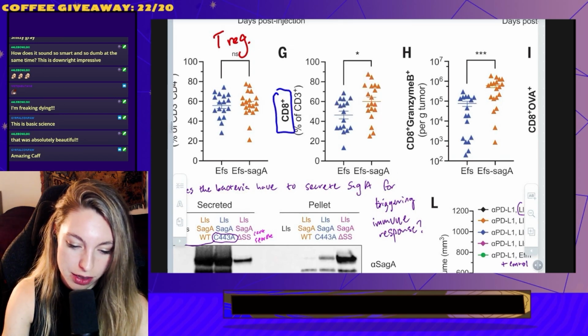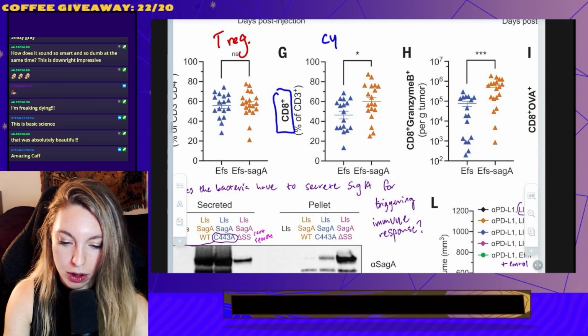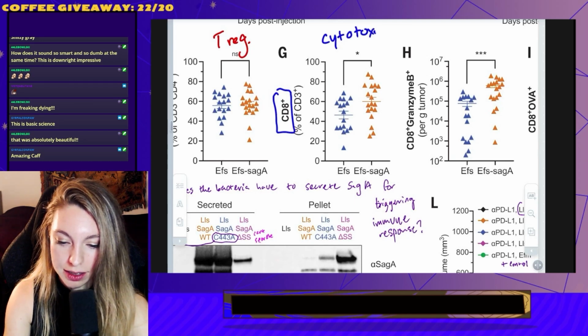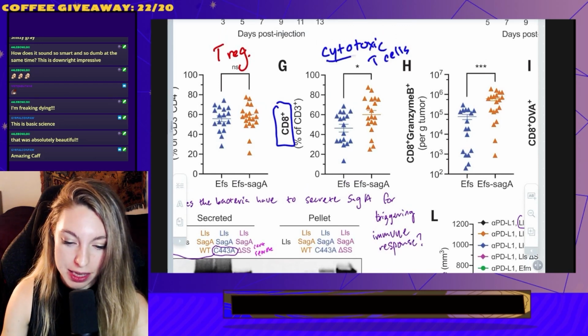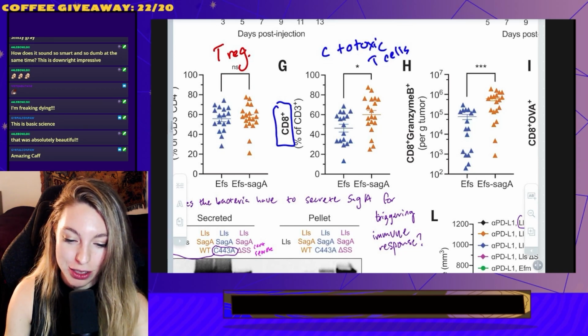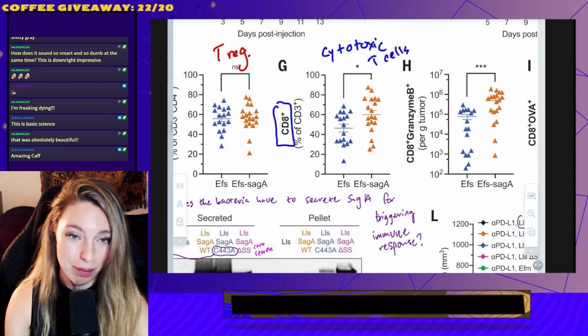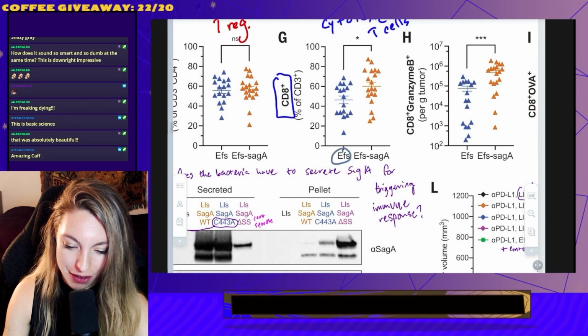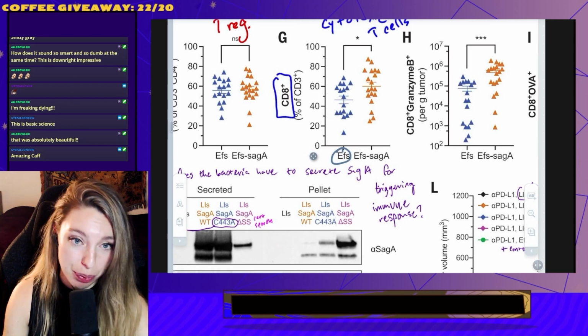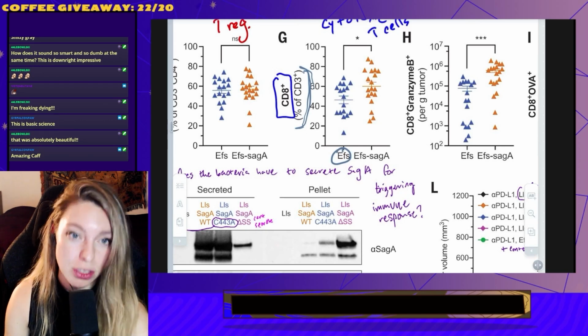So CD8 positive cells, these are what we call cytotoxic T cells, and they express this protein called CD8. And cytotoxic T cells, cyto means cell, and toxic obviously means bad. So cell toxic T cells, that means these are the T cells that are killing the tumor cells. So these are special. You can see that in our tumor, EFS, now they're looking at the percent of CD3 positive cells. So they're looking at what percentage of all T cells are CD8 positive.